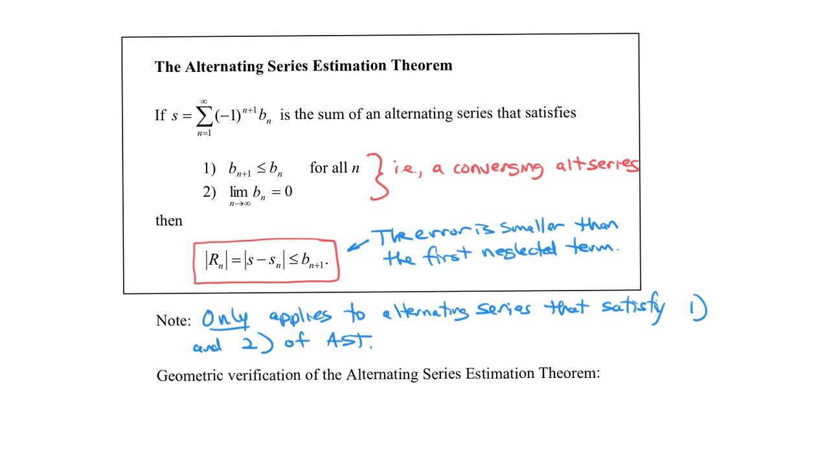And we've got a little picture which we can call the geometric verification of this alternating series estimation theorem. It's not a proof, but it gives a picture of what's happening, and it makes this seem very likely to be true. So let's take a look at that.